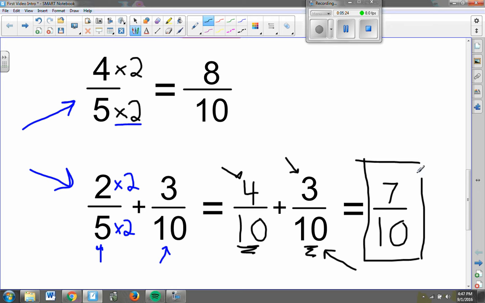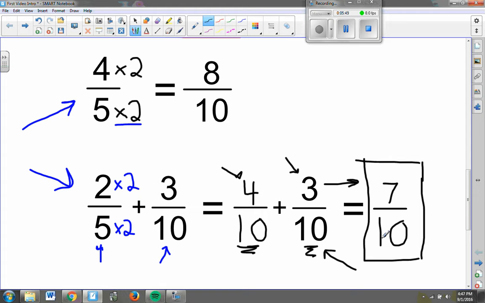The denominator stays a 10, and we have our answer. 7 over 10. So when we add two fractions, the first step is to multiply the numerator and denominator of one fraction times some number to make the denominators be the same. That's our whole goal here, is to make the denominators be the same. Then we can just add the two top numbers across and not worry about changing the denominator at all. 10 stays 10 here.